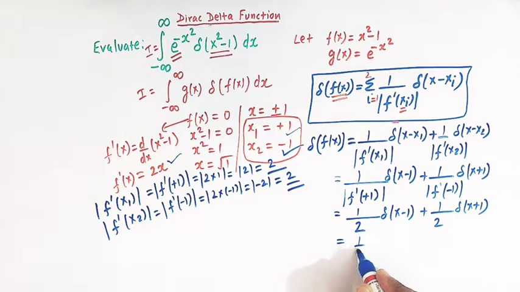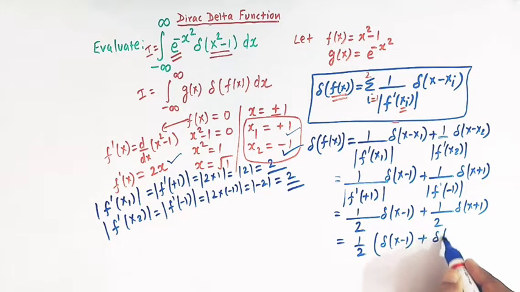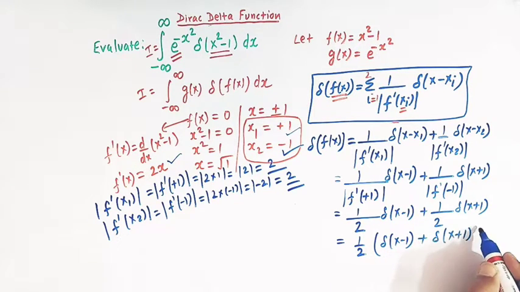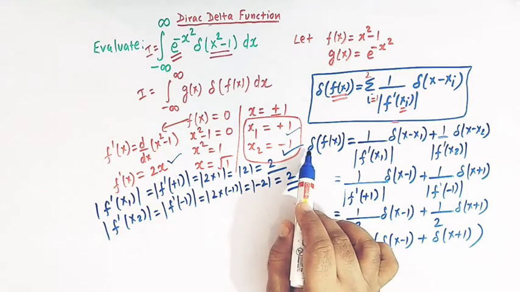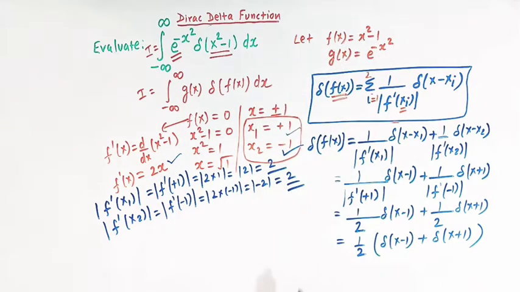So now we can write it as half, taking half common. So we have delta of x minus 1 plus delta of x plus 1, right? So now delta of f of x. So f of x is x square minus 1, right? So delta of x square minus 1 is half of delta of x minus 1 plus delta of x plus 1.